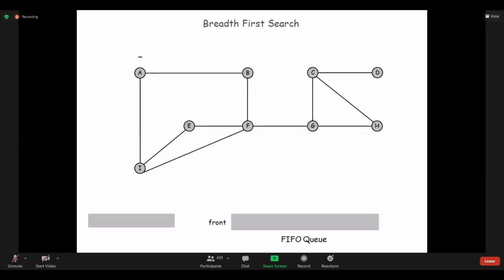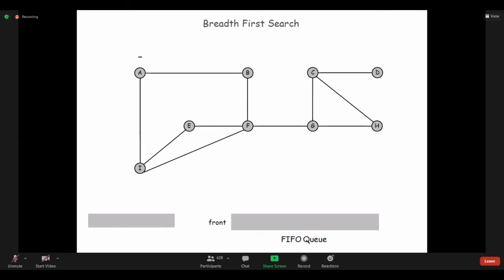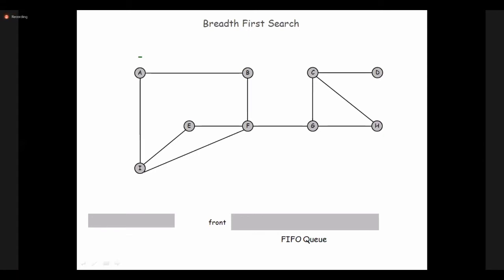Observe the diagram carefully so that I can explain it neatly. This is the BFS, or breadth first search, traversal technique. It is a connected graph. We want to derive a spanning tree from the given connected graph using the BFS approach. What does the BFS approach mean? It is a level order approach, visiting level by level.